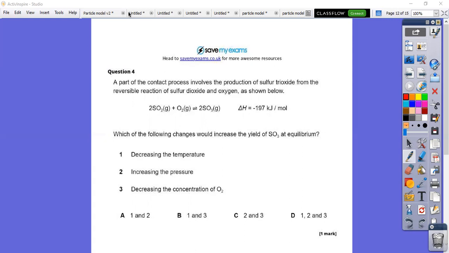So is the forward reaction exo? Correct, because we have the minus sign and that's representing the forward arrow. So I'll write that over the 2SO3. Correct. Right.